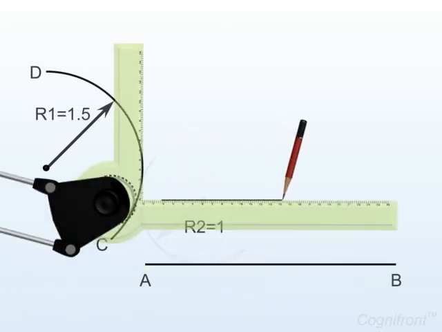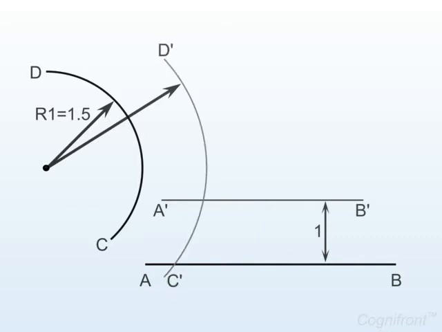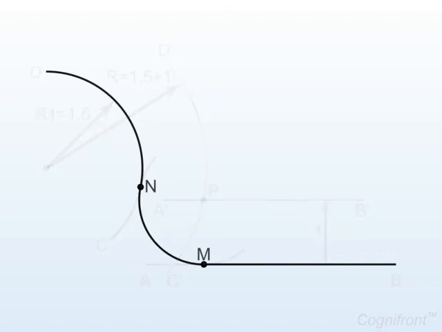For that, draw a line A dash B dash parallel to the given line AB at a distance of R2. Now with center of arc DC, draw an arc D dash C dash of radius equal to R1 plus R2. This arc D dash C dash intersects the line A dash B dash at a point P. With P as center and radius of R2, draw the final arc. This arc meets the line AB at point M and arc DC at point N. MN is the required tangent arc. Pretty easy, isn't it?